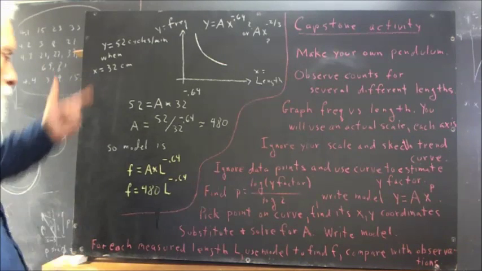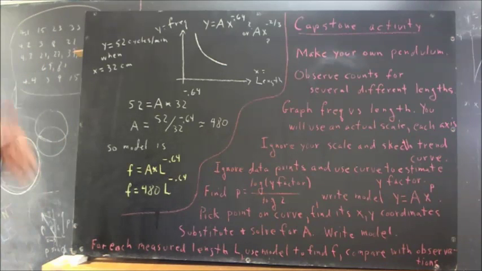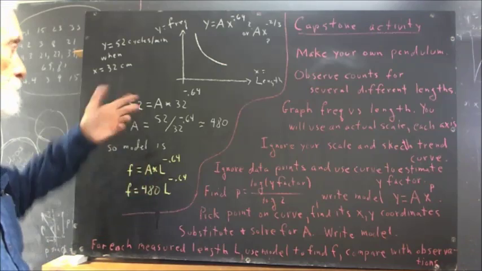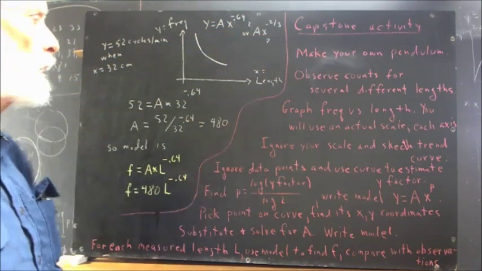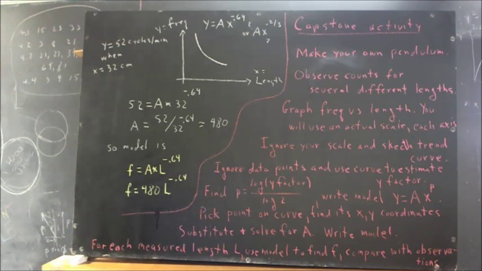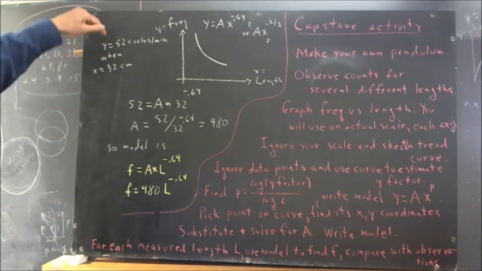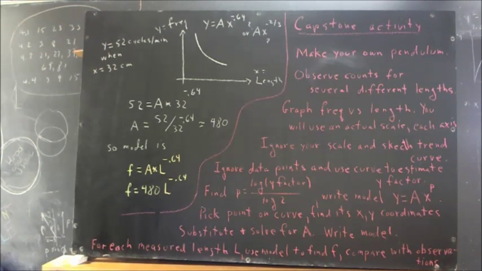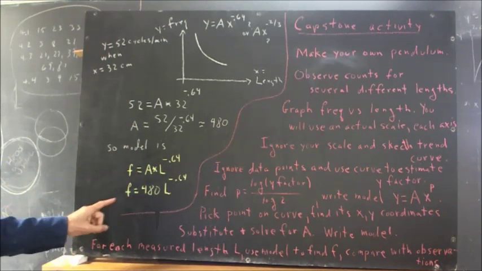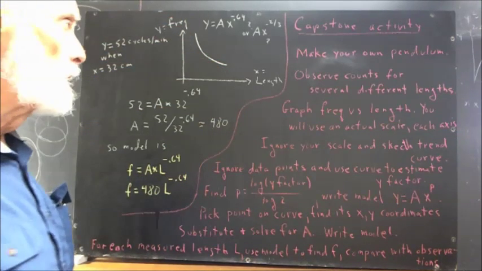So based on a very rough analysis done on the board with hand sketching, we conjectured a power function with power negative 0.64, perhaps negative 2/3. And then with the information, assuming this information comes from the graph of the curve, y is 52 cycles per minute when x is 32 centimeters. We obtain this model for frequency versus length and a graph that looks something like this.